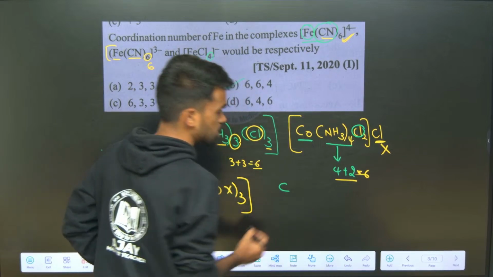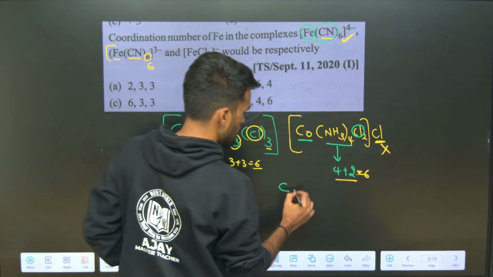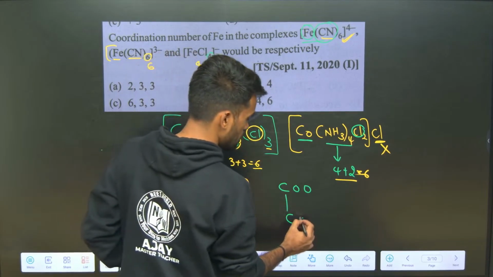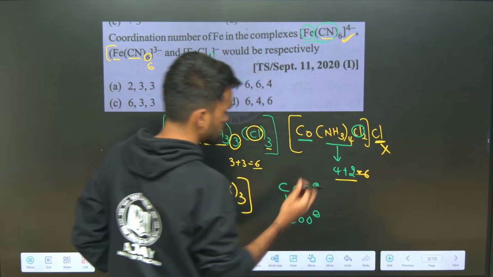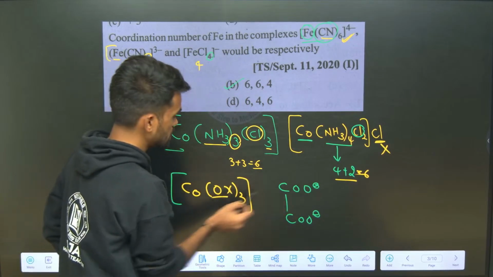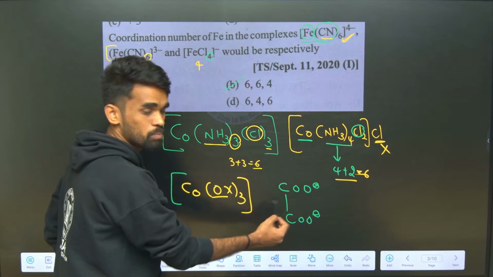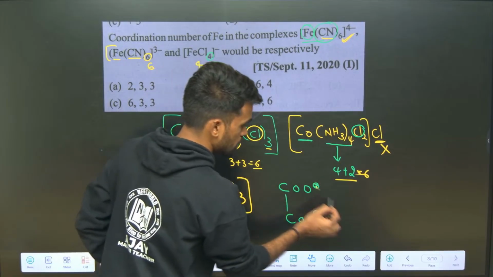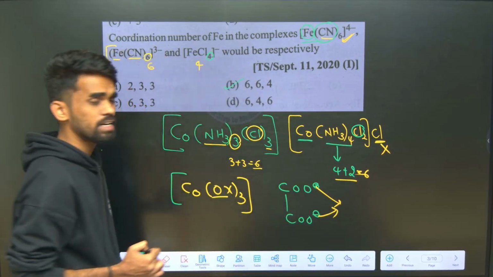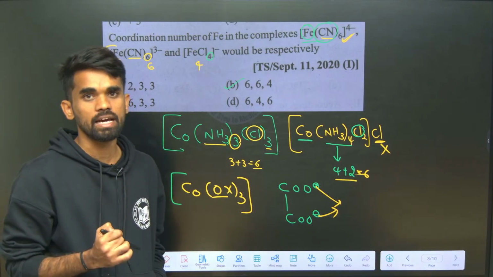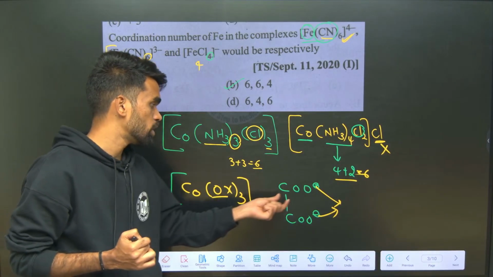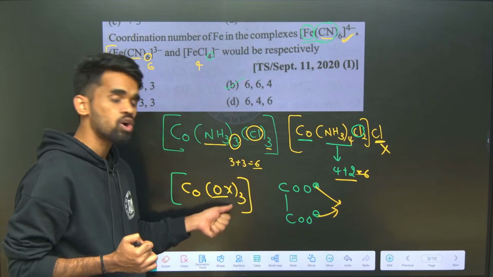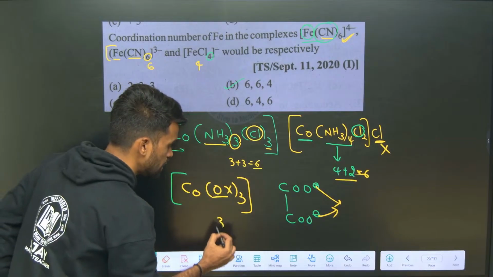So what is the oxalate structure? It is like oxalic acid, I mean, I am writing here COO minus and COO minus. So one oxalate contains 2 donating sites, and ox is a short representation of this oxalate ion. So I can say it is a bidentate ligand. One oxalate can donate through 2 sites, 2 ligating sites are there. Therefore, with 3 oxalates, you can say 3 into 2.